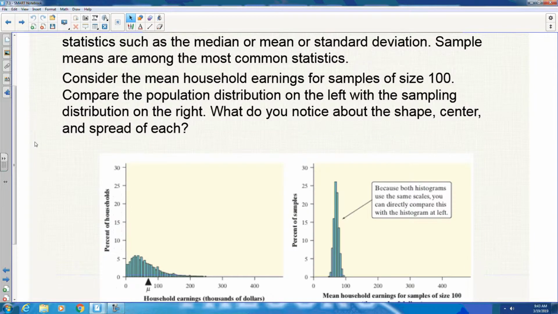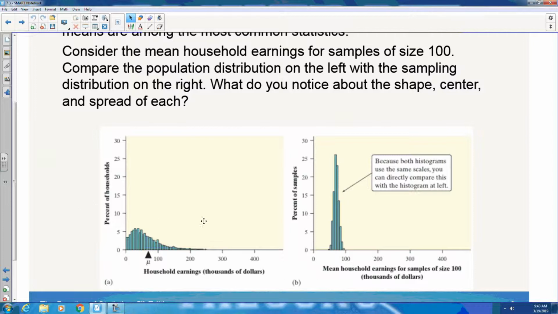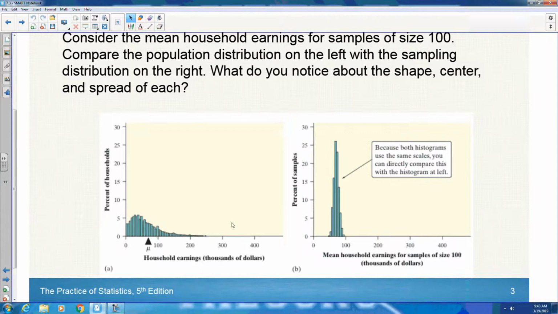If we look at the mean household earnings for sample sizes of 100, if we look at the population distribution on the left and then a sampling distribution on the right, what's the difference between the shape, center, and spread? So sampling distribution, instead of just being a sample of a bunch of households, this one is a whole bunch of sample sizes of 100 of households. So what happens when we take means instead of just straight data is looking at the population distribution of the samples, everything is a lot more condensed.